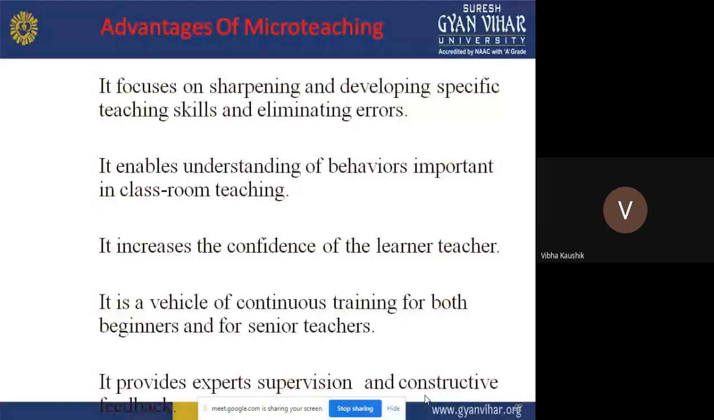Now, advantages of micro teaching. It focuses on sharpening and developing specific teaching skills and building talent. Micro teaching will focus on developing the specific teaching skills. We are focusing on developing specific skills, eliminating errors and reducing the errors to the minimum. It enables understanding of the importance of behavior in classroom teaching.